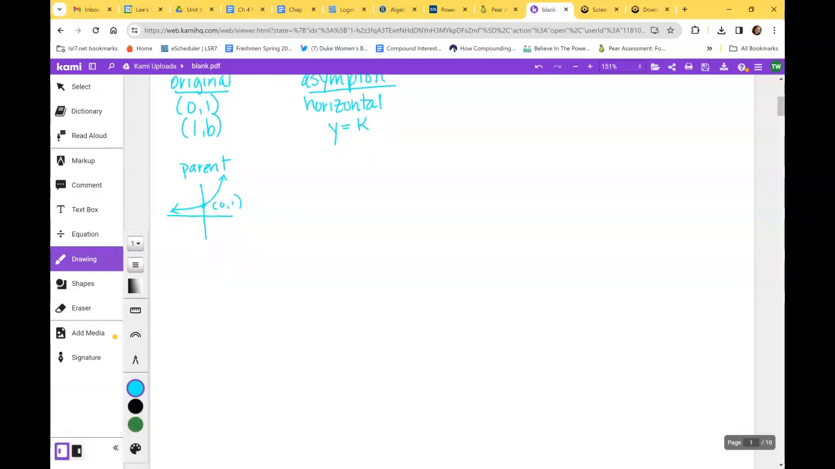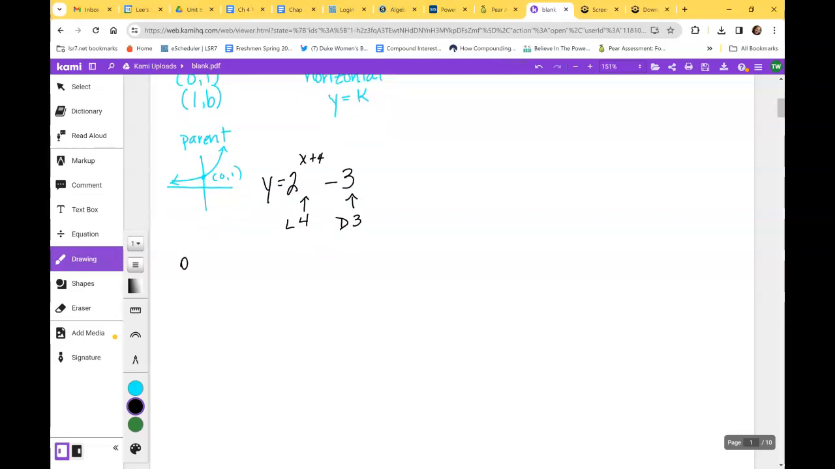Okay, so I'm going to do one with an example. If I gave you y equals 2 to the x plus 4 minus 3. The x plus 4 tells me that's your h, and it goes left and right. This is going to go left 4. This tells me my k, and that means it's going to go down 3.